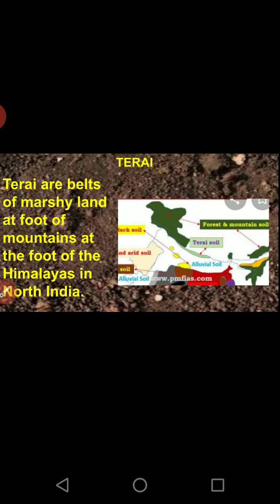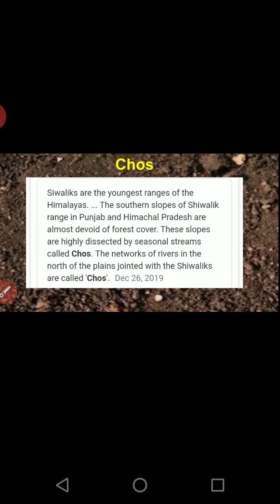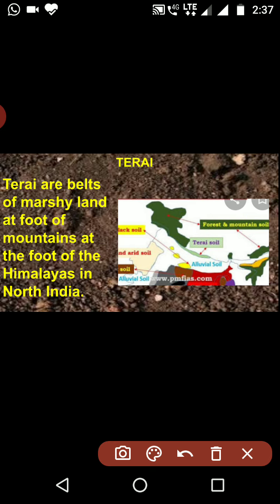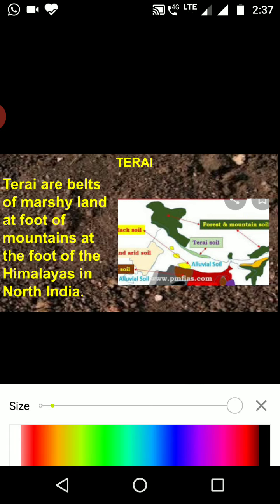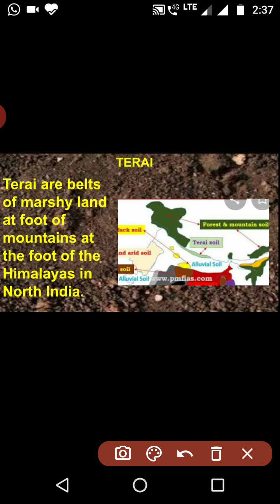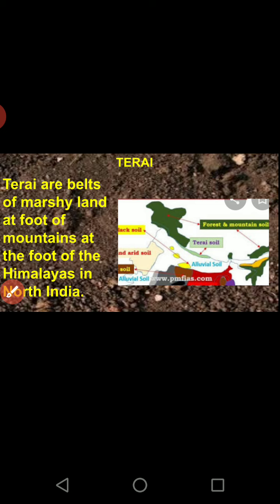Then Terai. If you remember Dudhwa National Park, Uttar Pradesh, it means below Nepal and below Uttarakhand, wherever alluvial soils are there. Remember, only in the Piedmont zone, that means only at the foothills, not the complete northern plain. Let me show you here, let's make it very clear. Okay, here they have shown this section. You will find only the green shaded region, only this small part, not the whole part. Only this small part is basically the Terai soil, not the complete alluvial. So likewise, only the foothills in Uttar Pradesh and so on are known as Terai. Terai are belts of marshy land at the foothills of mountains.